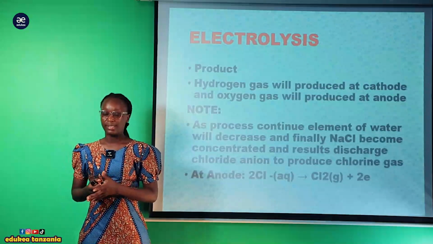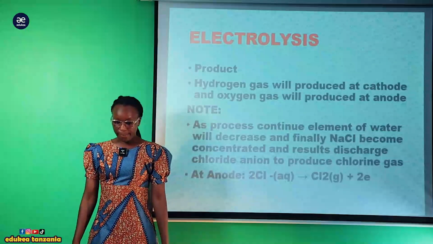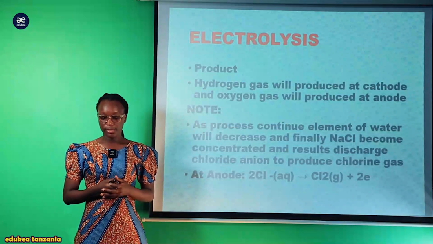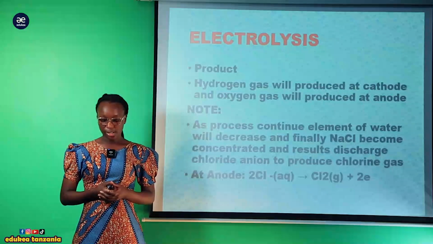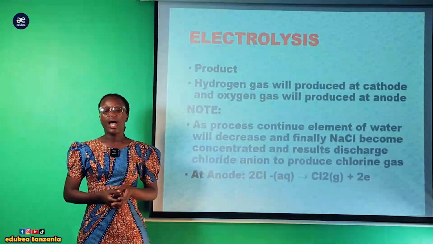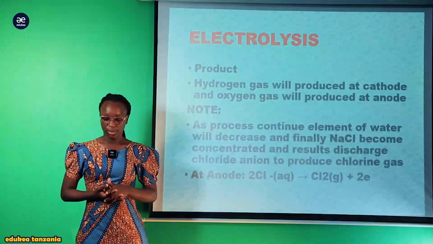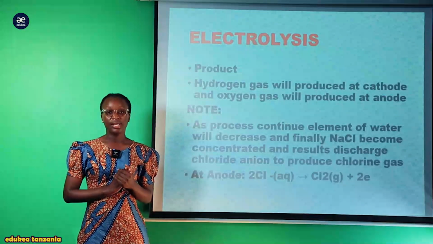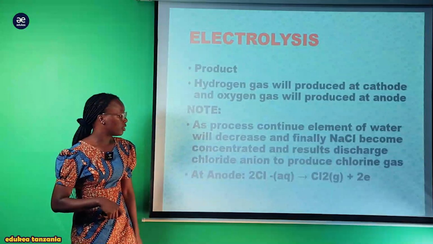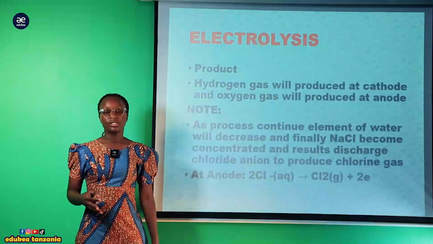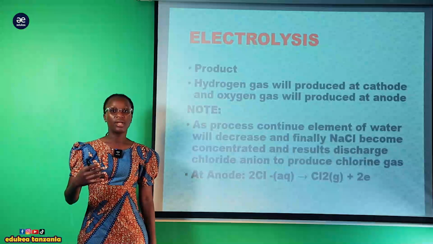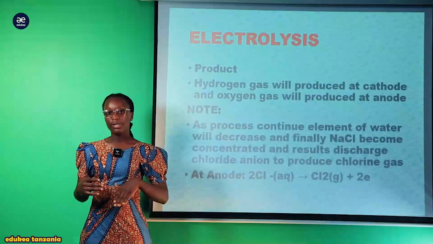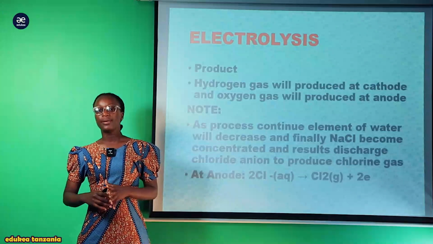Now what are the products? Hydrogen gas will be produced at the cathode, and the oxygen gas will be produced at the anode. Haya, hii ndo product ambayo itatokea kwamba hydrogen itazalishwa at the cathode, lakini oxygen it will be produced at the anode. Kama tulivyoona kwenye ile overall reaction, tumempata water molecule, hydrogen gas as well as oxygen gas. Kwa hiyo oxygen anakuwa at the anode, lakini hydrogen anakuwa produced at the cathode.